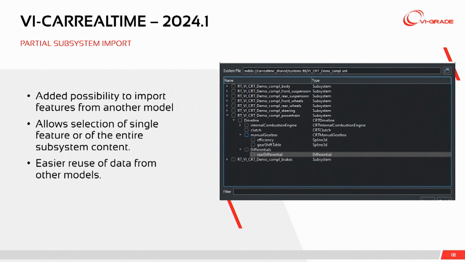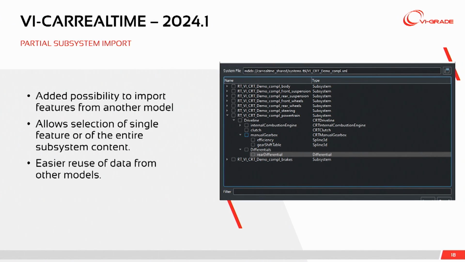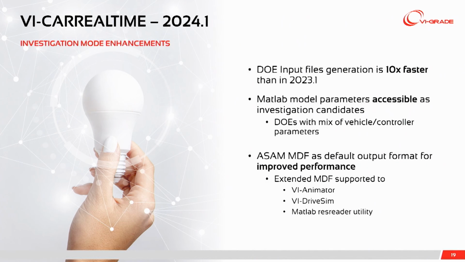There's some improved import capability for subsystems. You've always been able to import a subsystem into CarRealTime. Now you can open up a subsystem and pull in individual subparts of that into a model, so that if you want to leverage an investment you already have in one model into a new model, you can extract information out of it in an easier way.